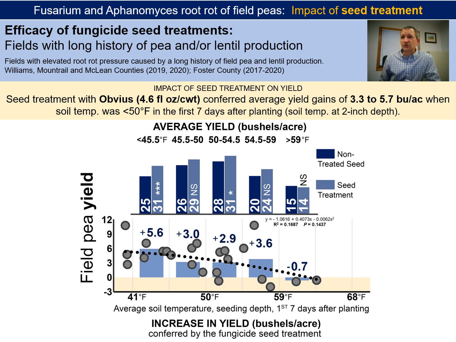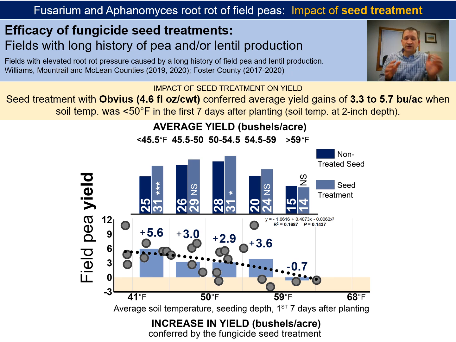I'd like to transition into results. First I'd like to talk about the response to seed treatment with the commercial fungicide seed treatment, Obvious from BASF. What you can see here is that the results are organized by soil temperature. On the x-axis, you have the average soil temperature at the 2-inch seeding depth in the first 7 days after planting.